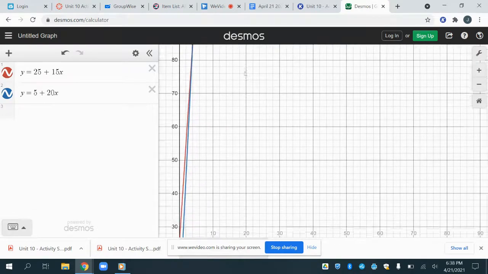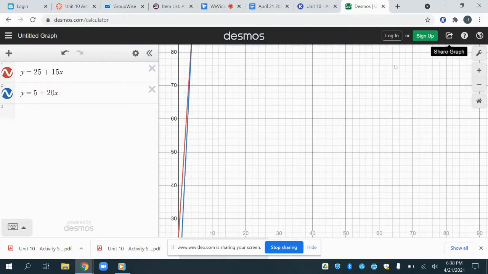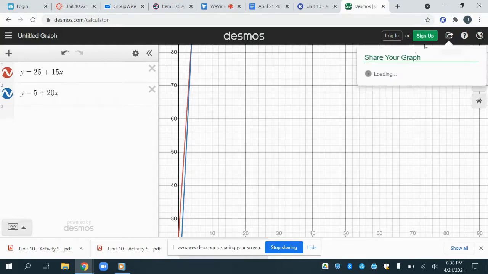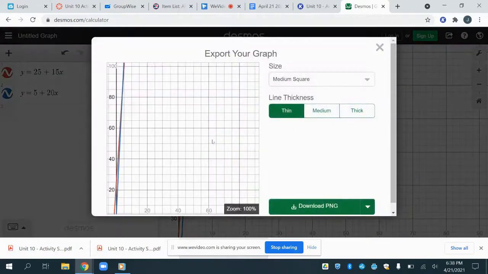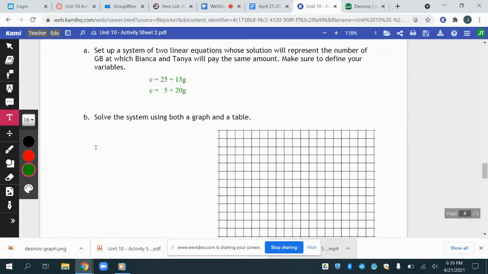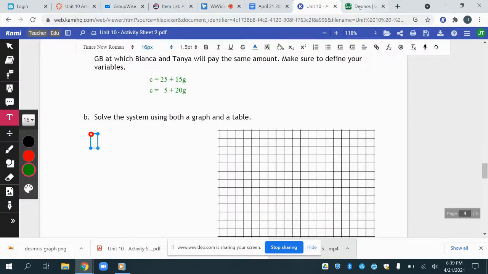What you can do is you can export it, export the image, download it, and you can put it in here like so. I can just say 8, what do we say, 8?